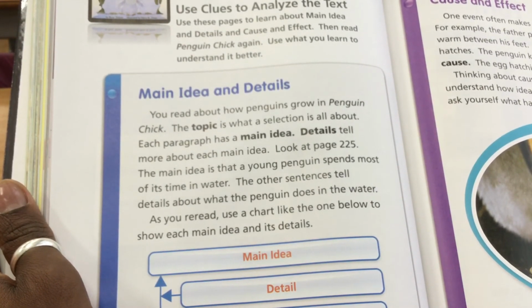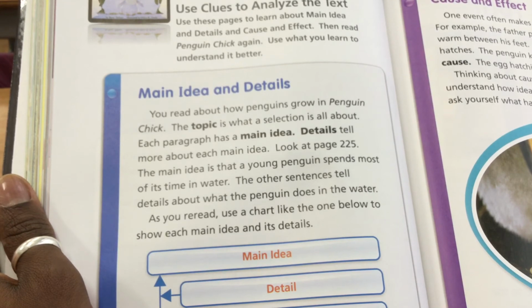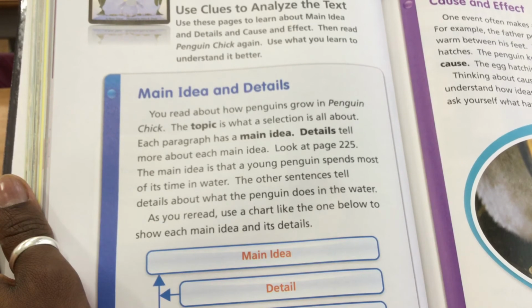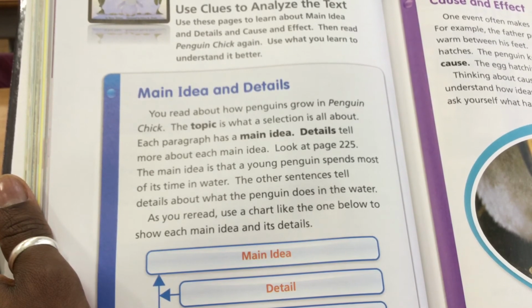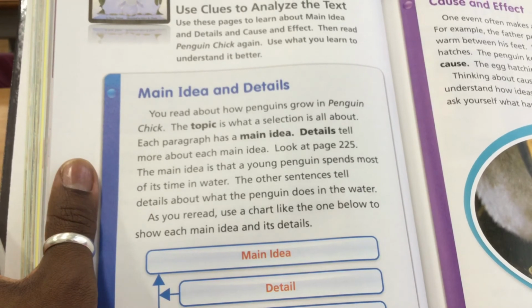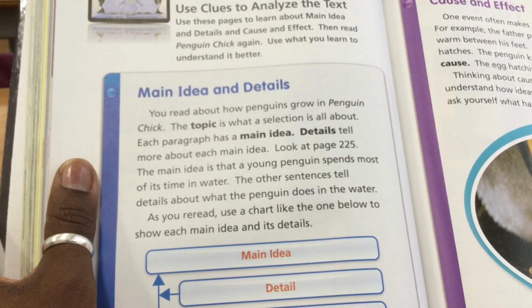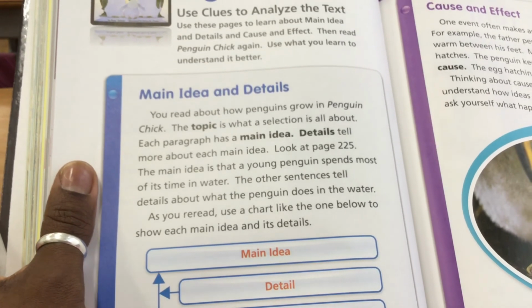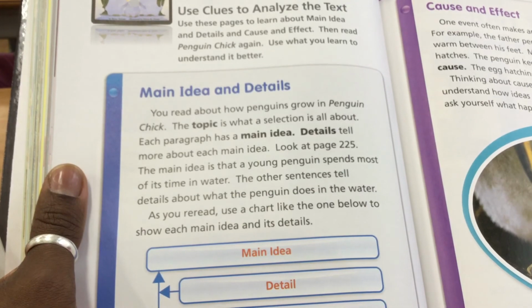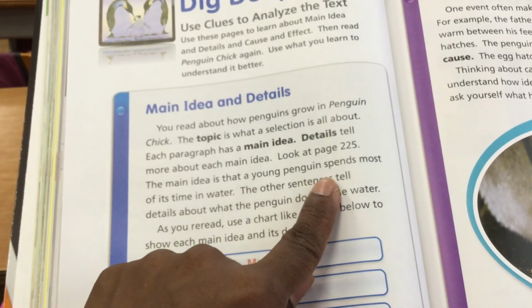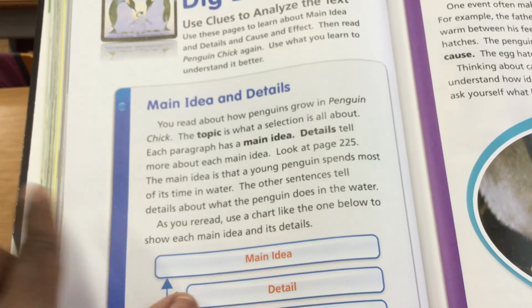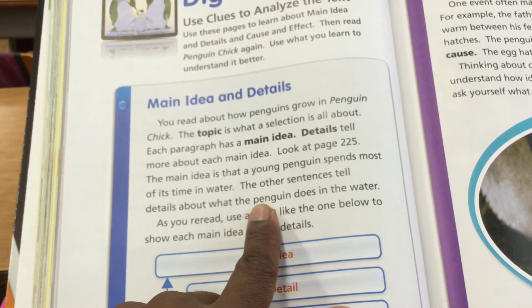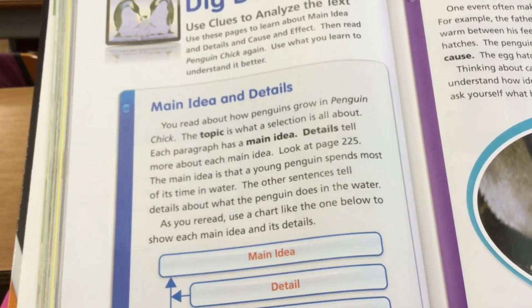Main idea and details. You read about how penguins grow in Penguin Chick. The topic is what a selection is all about. Each paragraph has a main idea. Details tell more about each main idea. Look at page 225. The main idea is that a young penguin spends most of its time in water. The other sentences tell details about what the penguin does in the water.